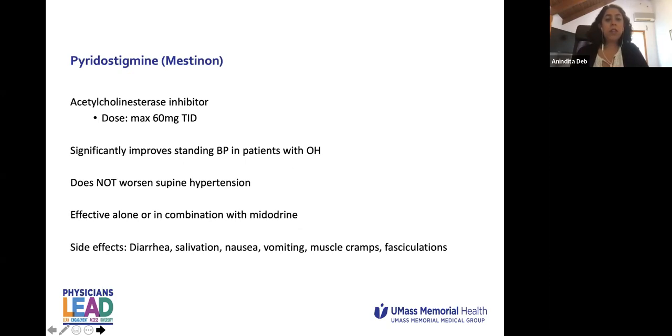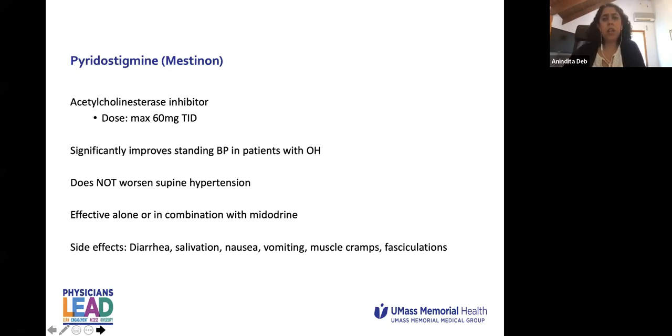And pyridostigmine is one that we use off-label. It affects acetylcholine. It's an enzyme inhibitor, usually used by neurologists because we use this for other neurologic diseases as well. But in this case, it might be used for autonomic dysfunction, and it might improve the blood pressure quite a bit, and it doesn't really cause supine hypertension. So this is one that can be considered, and it can be used in combination.